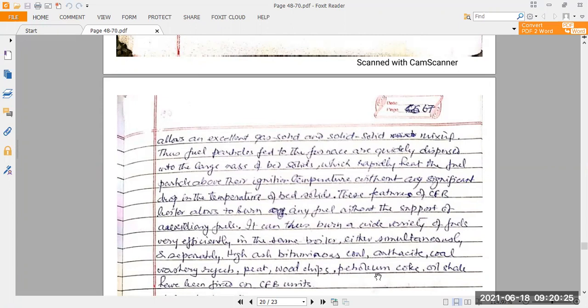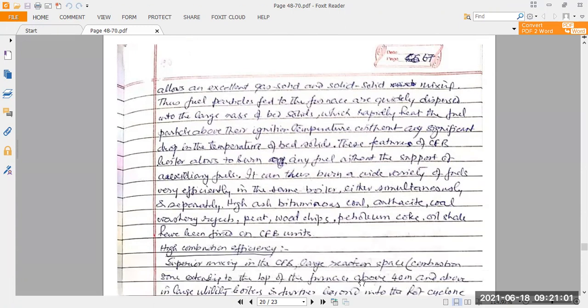Now, this can burn the anthracite coal, which we generally like to use here. Coal washing rejects, the rejects of the coal washer plant, also give a certain amount of fuel, mostly in powder form, which is rejected and can be used here for burning. Some peat, some wooden chips, some petroleum coke, oil shale can be fired in a CFB boiler. So there is a wide variety of different types of fuel which can be burned in a CFB boiler itself.